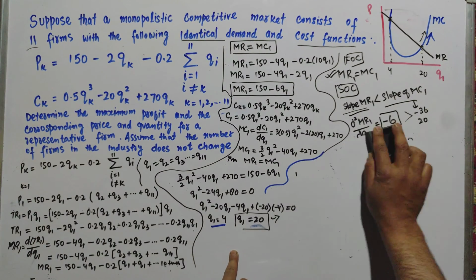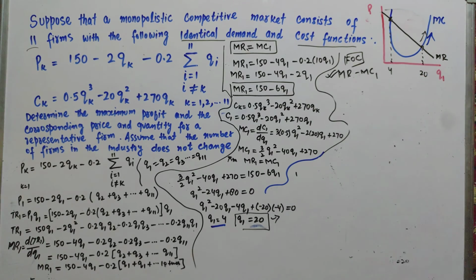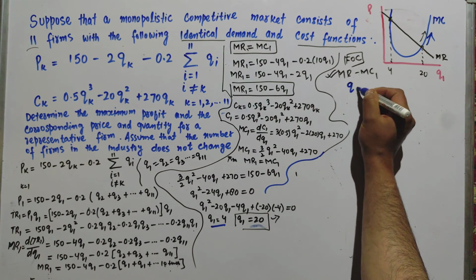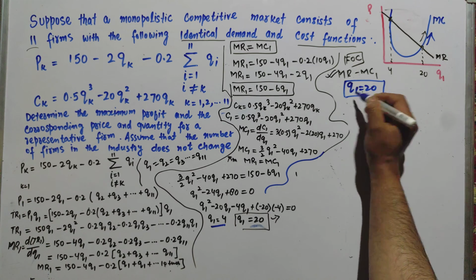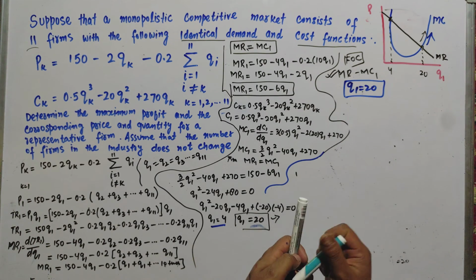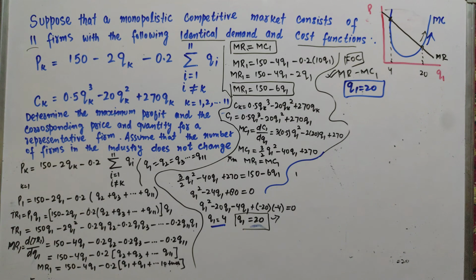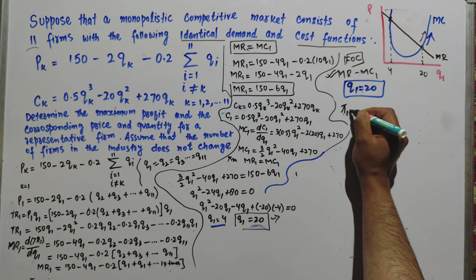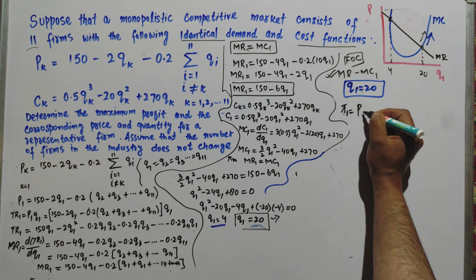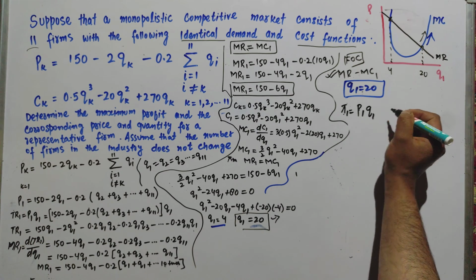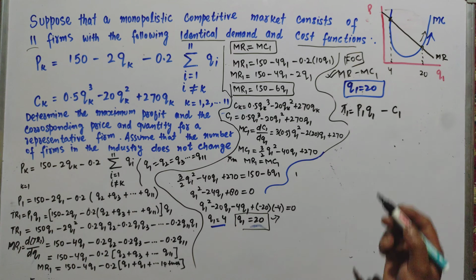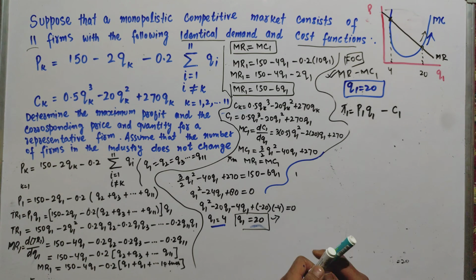Now we need to solve for other stuff. So we got that profit is maximized when Q1 is equal to 20, because we have seen it here. Now we need to find out the maximized profit. The profit of firm 1 will be equal to P1 into Q1 minus C1. So we also need to find out the inverse demand function.